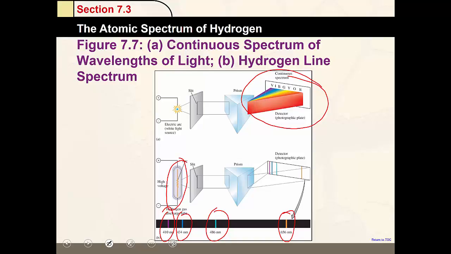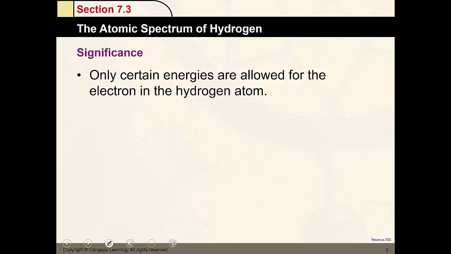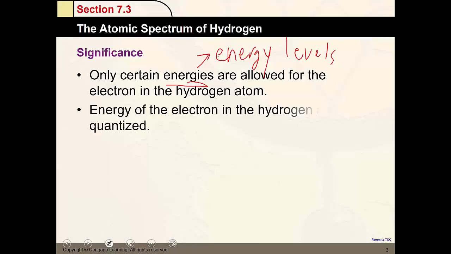What those lines indicate is that only certain energies, meaning certain energy levels, are allowed for an electron in the hydrogen atom. So this helps support the Bohr model and the fact that energy is quantized, because each of these wavelengths corresponds to a different color, and only certain colors are permitted.